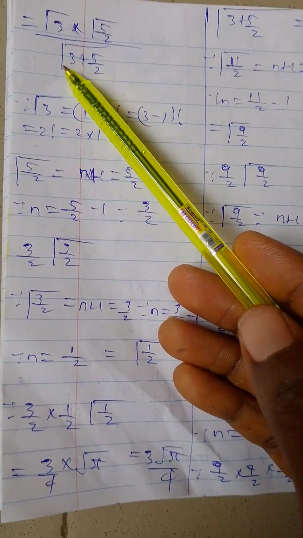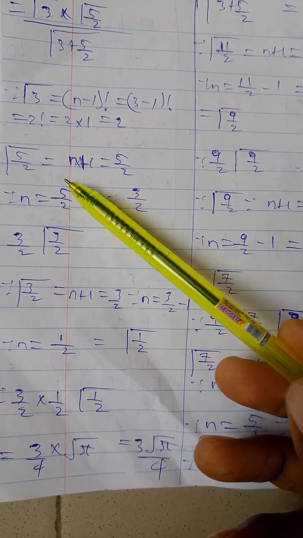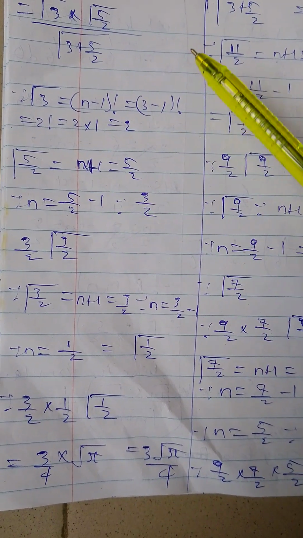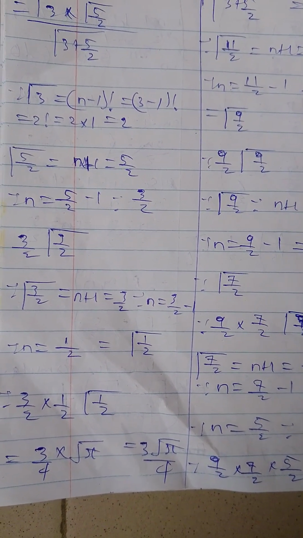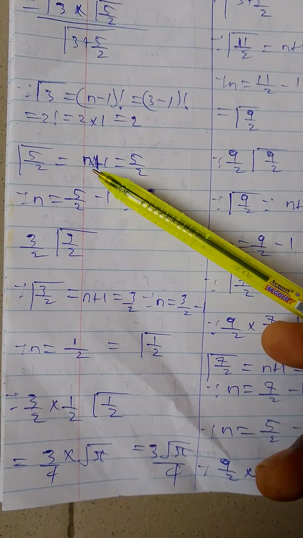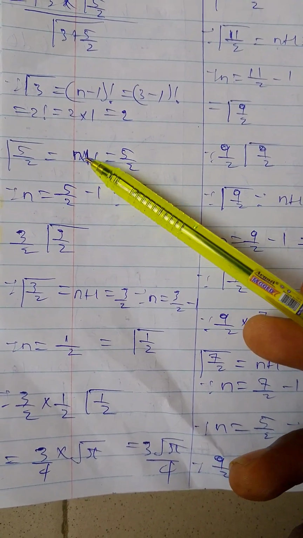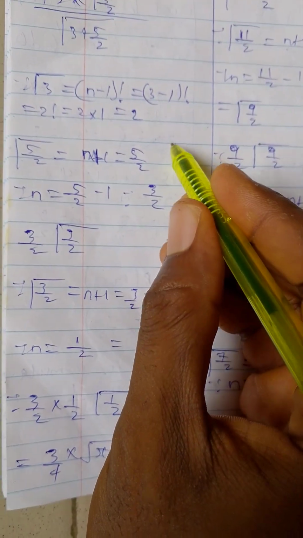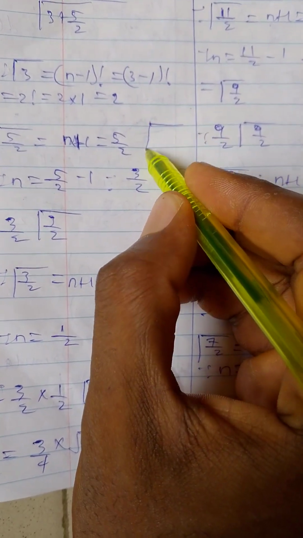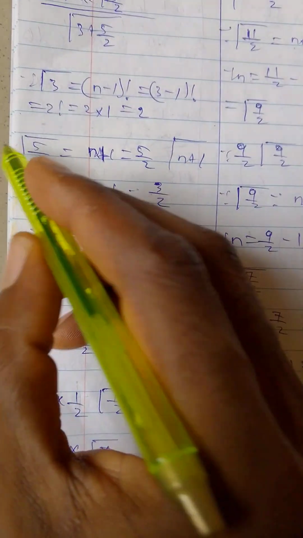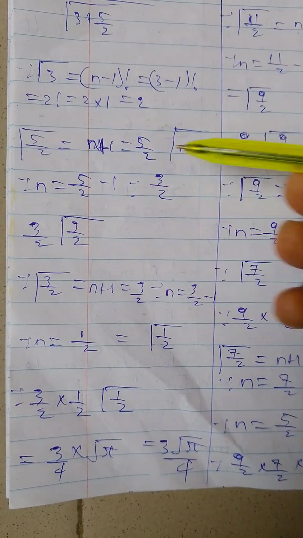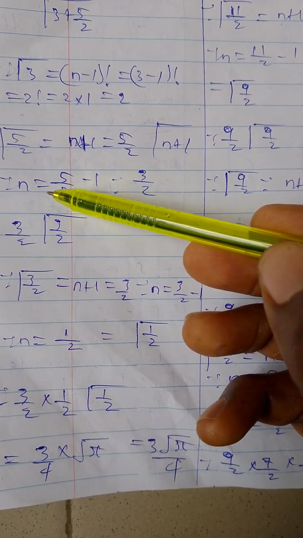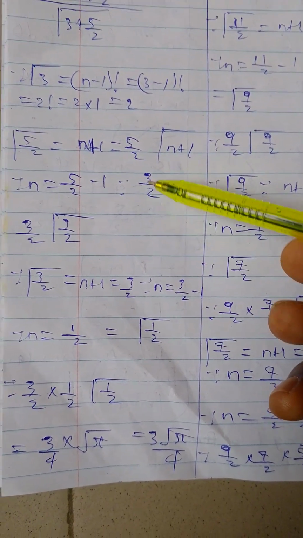Now the gamma function for 5 over 2 is always in the form of gamma n plus 1 equals n gamma n. I'll compare this: n plus 1 is equal to 5 over 2. Please don't be confused, this thing is the form of n plus 1. So n plus 1 is equal to 5 over 2. Make it n: n is equal to 5 over 2 minus 1, which gives 3 over 2.